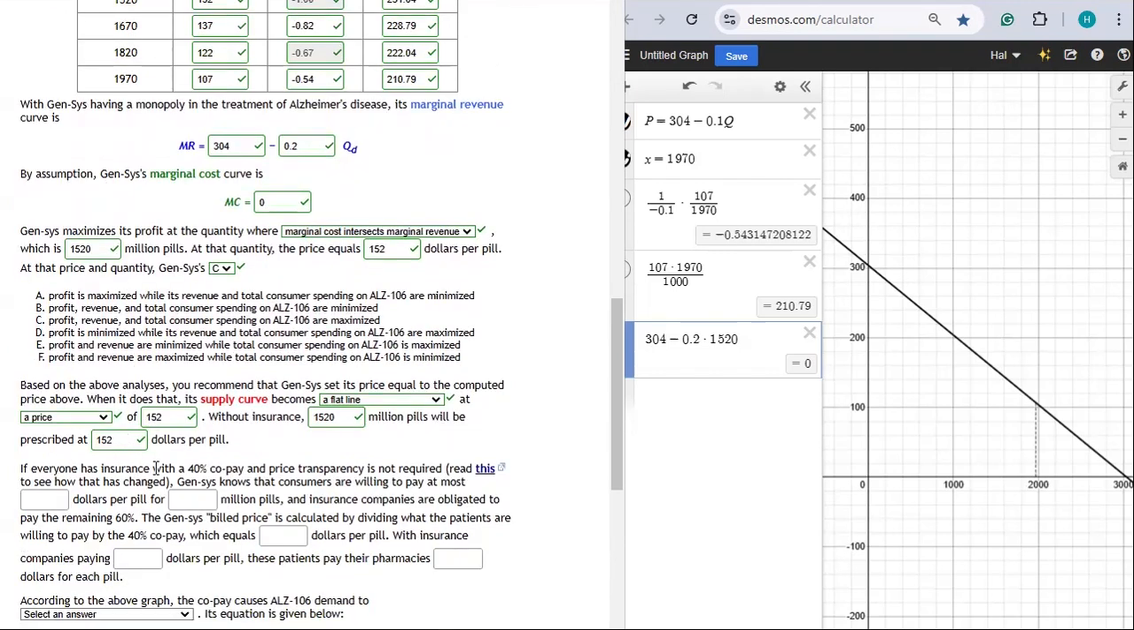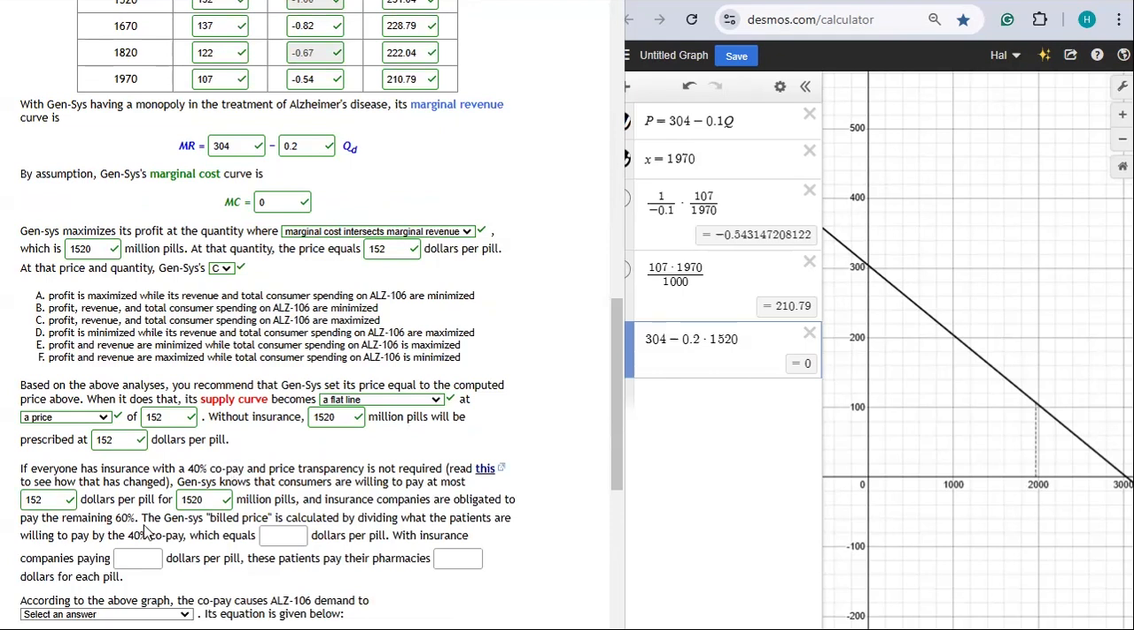Now, if everyone has insurance with a 40% copay, and price transparency is not required, Genesis knows that consumers are willing to pay at most $152 a pill. They know that. That's why they hired you for 1,520 million pills prescribed. It also knows that insurance companies are obligated to pay the remaining 60%.